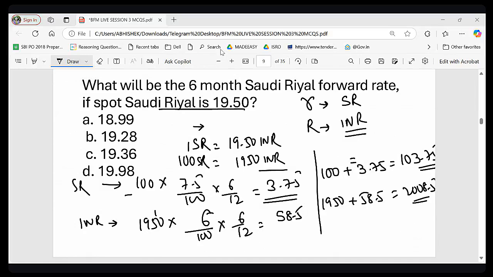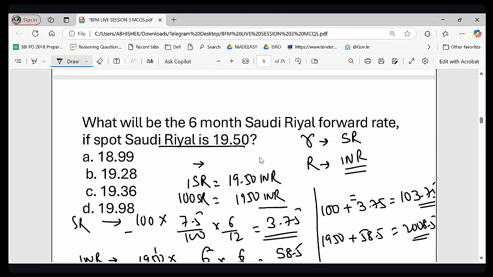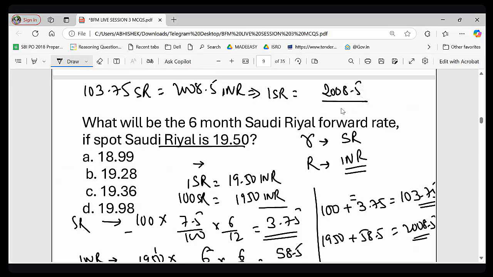Shraddha has answered 19.36. Okay, fine. Very good. Nice to see that you have calculated it. Very good. So, finally, we calculate the forward rate by dividing the future value of INR by the future value of Saudi Riyal. We just equate both of them, right? So we can write that 103.75 Saudi Riyal is equal to 2008.5 Indian rupees. So 1 Saudi Riyal will be equal to 2008.5 divided by 103.75, which will be equal to how much?